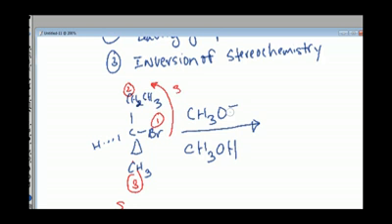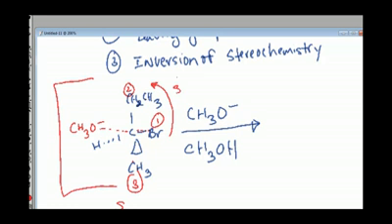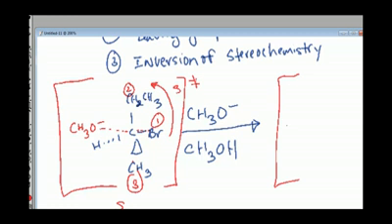In this case, what's going to happen is this methoxide ion is going to come on the opposing side of your leaving group, and it starts to form a bond and break this bond instantly. It's a concerted reaction, and that would be your transition state. I guess I'm being kind of lazy and not writing it on the next step, but it would look something like this.